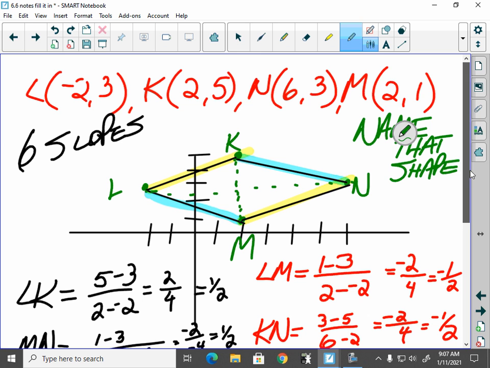So I'm going to have to do this on the board, because it could be a parallelogram or a rhombus. We don't know if it's going to make a right angle or not. Just because they're parallel doesn't mean the diagonals are perpendicular. It doesn't automatically make them perpendicular. Okay, ready? Here we go. So let's do LN. LN, 3 minus 3 over 6 minus negative 2. What's 0 divided by anything? 0. Okay. What's the opposite reciprocal?